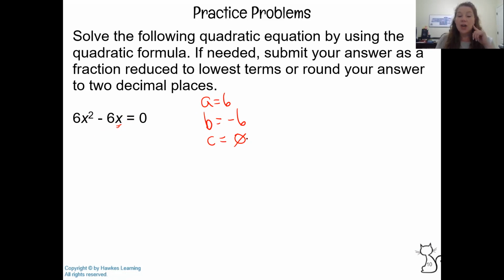Okay, so we're going to use the quadratic formula. So we're going to do the opposite of b, plus and minus the square root of b squared minus 4ac, all over 2a.